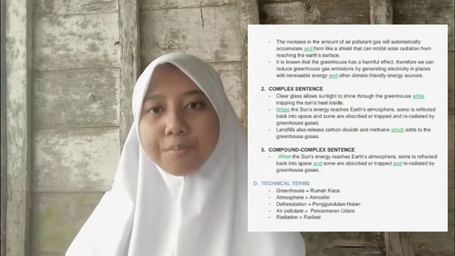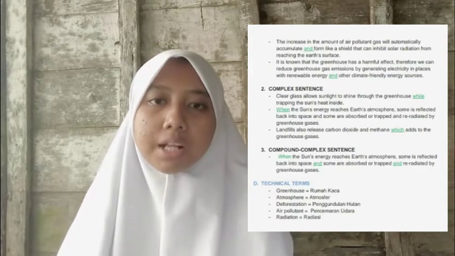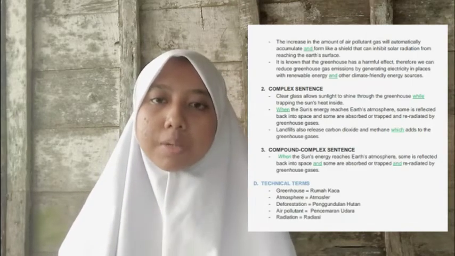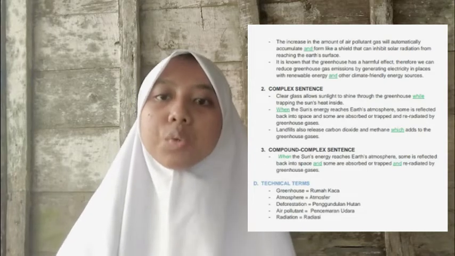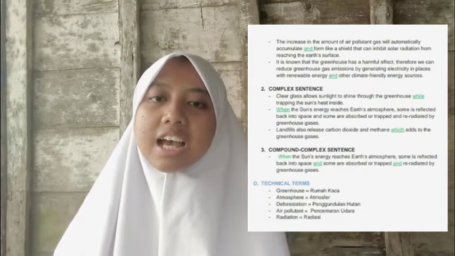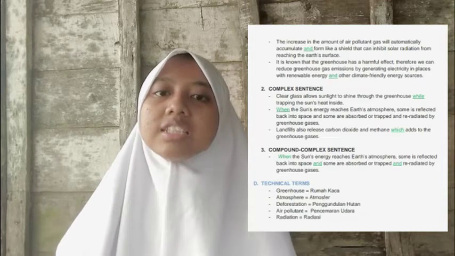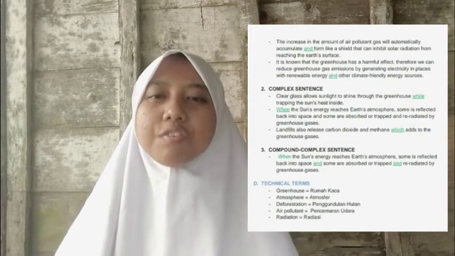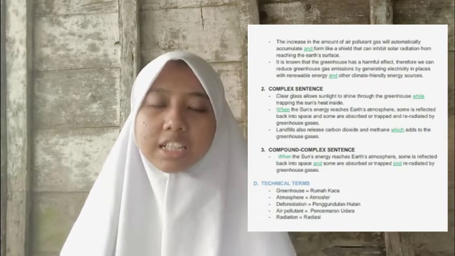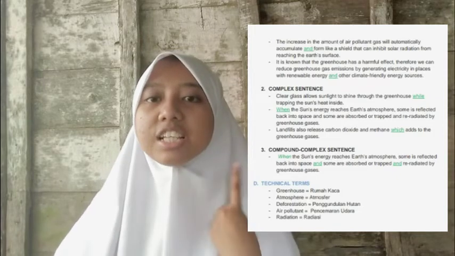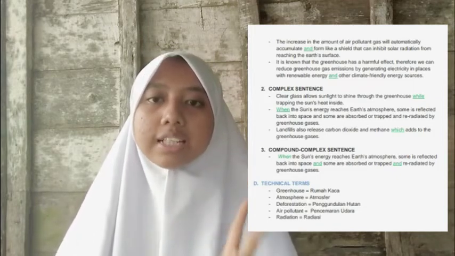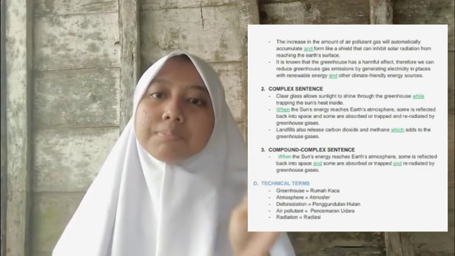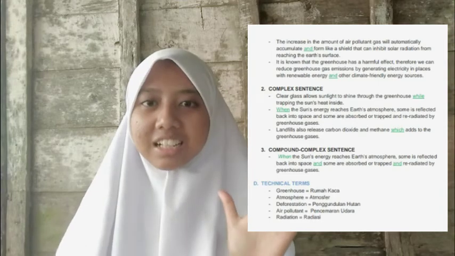Let's continue to the compound-complex sentence. Here is the example. When the sun's energy reaches Earth's atmosphere, some is reflected back into space and some is absorbed or trapped and re-radiated by greenhouse gases. And the last is technical terms. The last analysis is about technical terms. Some of the technical terms in my explanation text are: greenhouse is rumah kaca, atmosphere is atmosfer, deforestation is penggundulan hutan, air pollutant is pencemaran udara, radiation is radiasi.